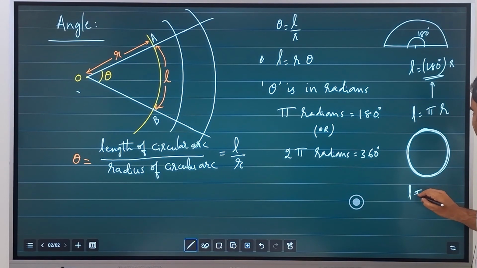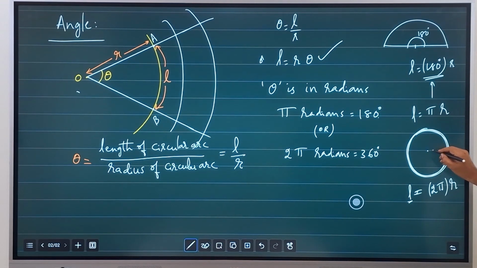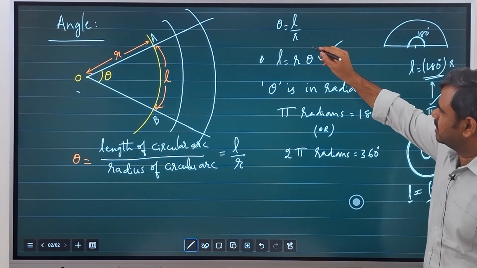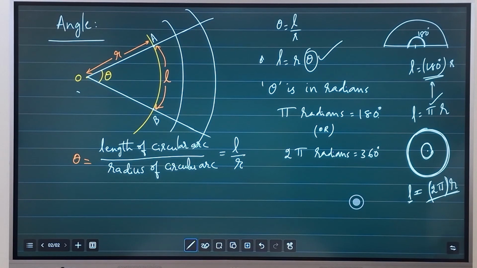L is equal to theta into r. So the length of the full circle, or circumference, is 2 pi into r, which is r into theta. What is theta? It is the angle made at the center of the circle. For a full circle, this angle is 360 degrees, or 2 pi radians. A semicircle makes 180 degrees or pi radians at the center. Since you know how to find the circumference of a circle, you can treat the full circle as an arc of length 2 pi r, where 2 pi is the angle made by the arc at the center.